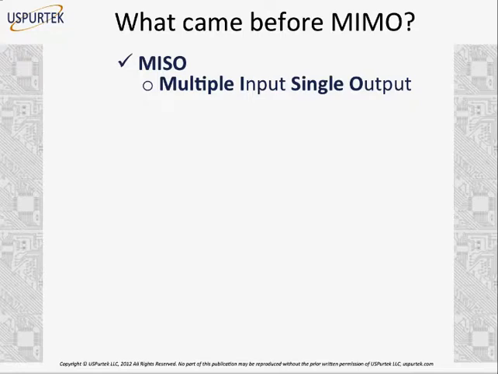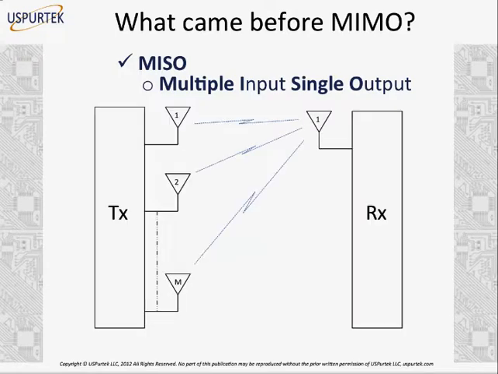Then we move on to MISO, which is a multiple input and single output system, where the receiver, such as my handset or cell phone, has a single antenna. Most of us have single antenna cell phones these days, right? But I have the luxury of 3 radio channels transmitted from 3 different antennas on the transmitter side.